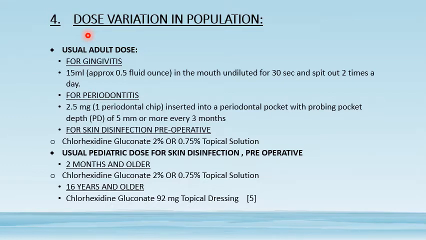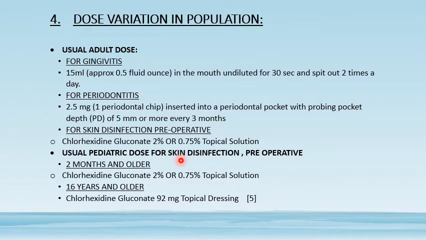Now the usual dose for adults for gingivitis is 15 ml, approximately 0.5 ounce, in the mouth undiluted for 30 seconds and then spit out, used 2 times a day. For periodontitis, 2.5 milligram, one periodontal chip is inserted into the periodontal pocket with probing, and the pocket depth should be 5 millimeter or more, every 3 months. For skin disinfection, it is used as chlorhexidine gluconate 2% or 0.75% topical solution.